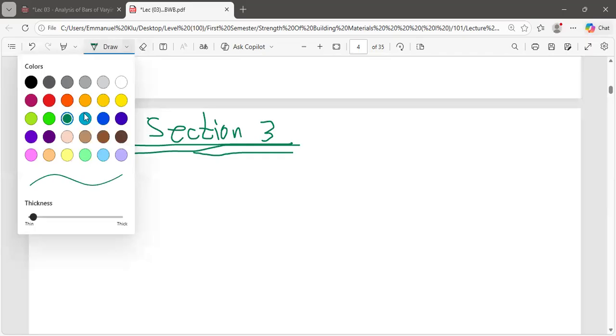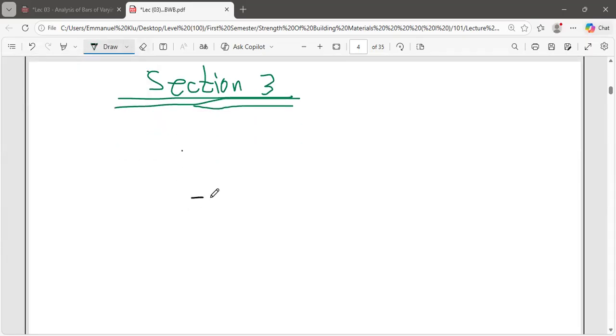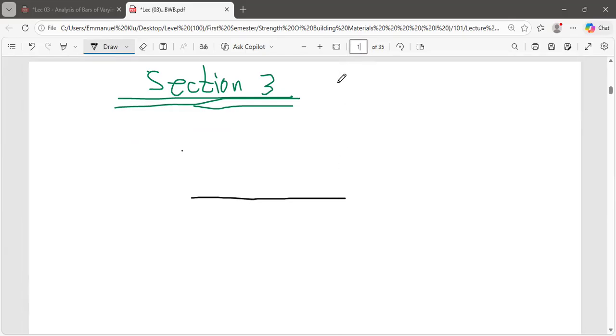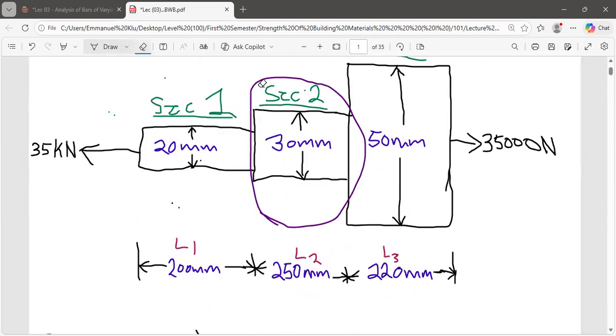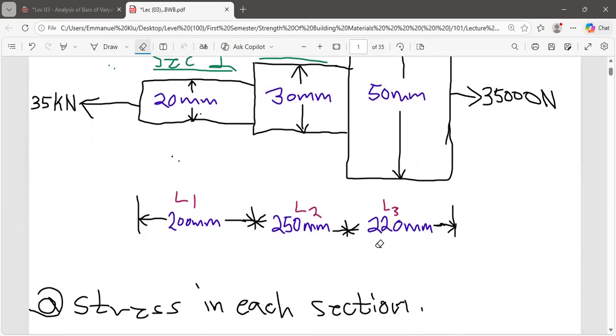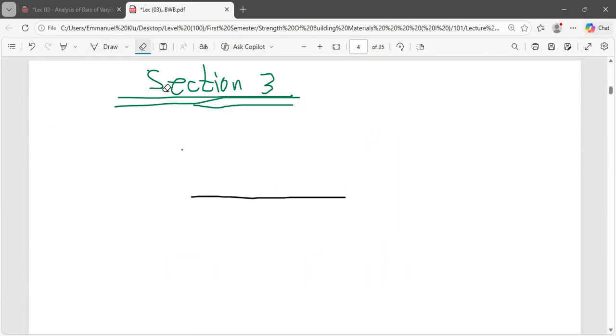So let's draw the problem first. Look, over here you can see how section 3 looks. It has a diameter of 50 and a length of 220 millimeters. So that is how we are going to draw it. So let's proceed.